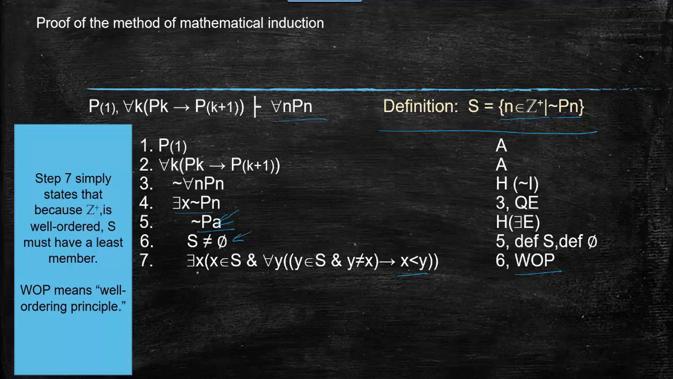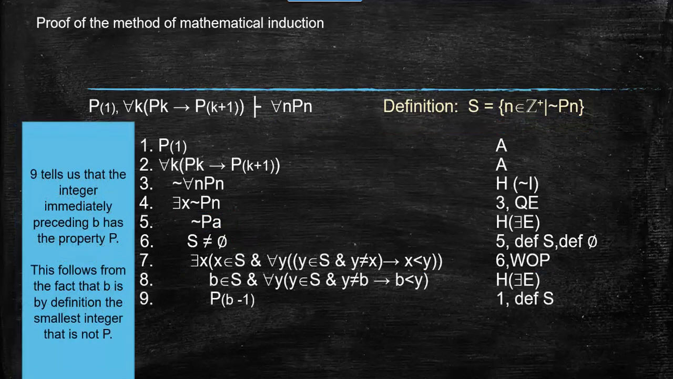Okay, so there exists an x such that x is an element of S, and for all y, if y is an element of S and y is not equal to x, then x is less than y. So x is by definition the least member of S. So now, of course, you can just do another hypothesis, an existential elimination hypothesis for 7, and you will go to B here rather than A. So we're just following all of our basic rules for inference and predicate logic.